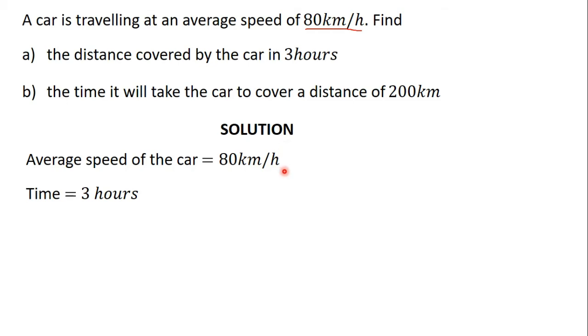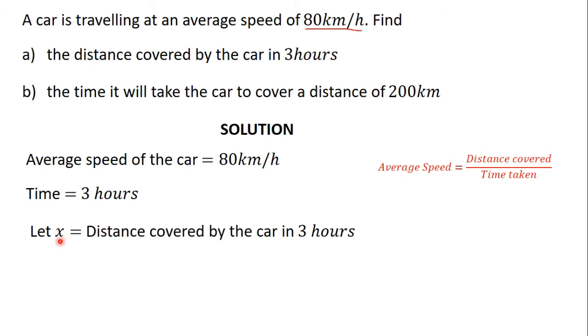From the previous video, we learned that average speed is equal to the total distance covered divided by the time. Here, we have been given the average speed of the car. We also know the time, so we are going to substitute this information into this formula to find the distance. We are looking for the distance, so let's represent that with a variable. Let's say that let X equal the distance covered by the car in 3 hours.